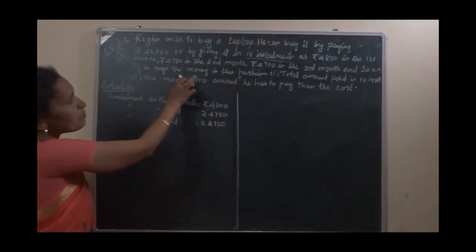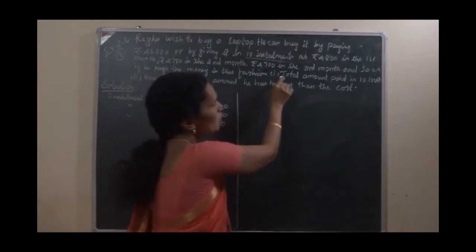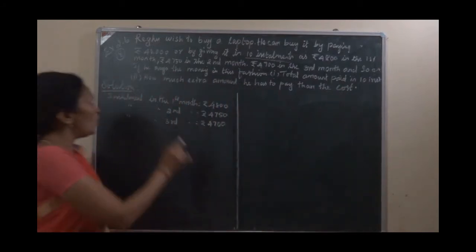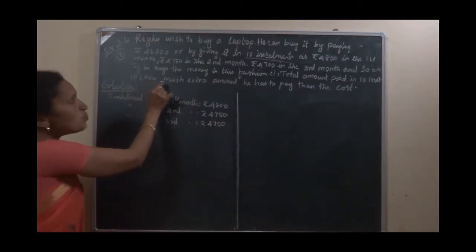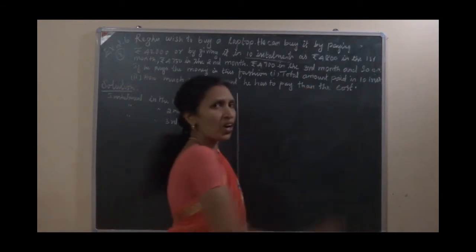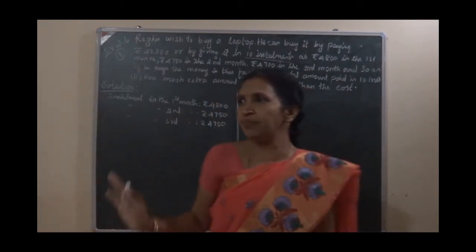If he pays the money in this fashion, question number 1: total amount paid in 10 installments. Question number 2: how much extra amount he has to pay than the cost? What is the meaning of this question?